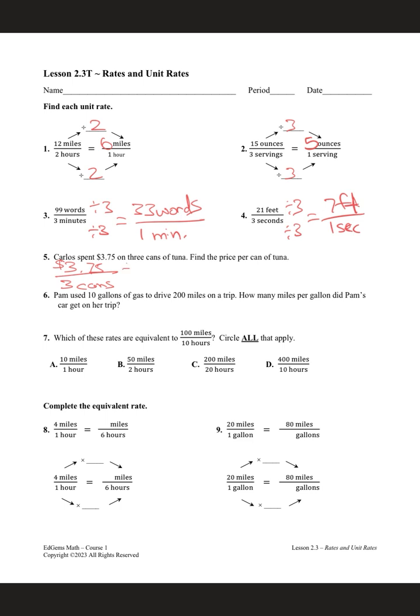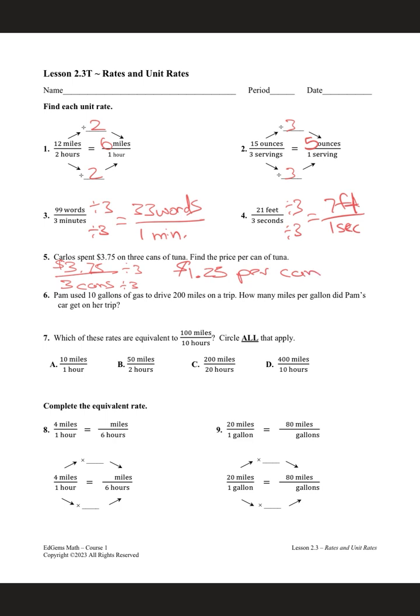We're going to divide both the numerator and the denominator by 3, because that's the number in the denominator. And $3.75 divided by 3 is $1.25. So it's $1.25 per 1 can, or per can of tuna.